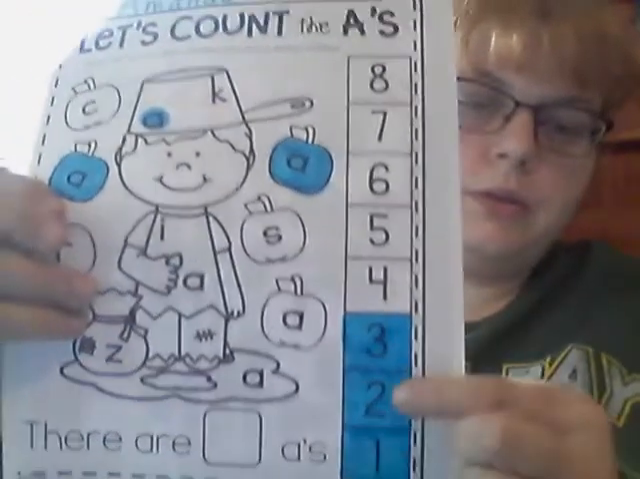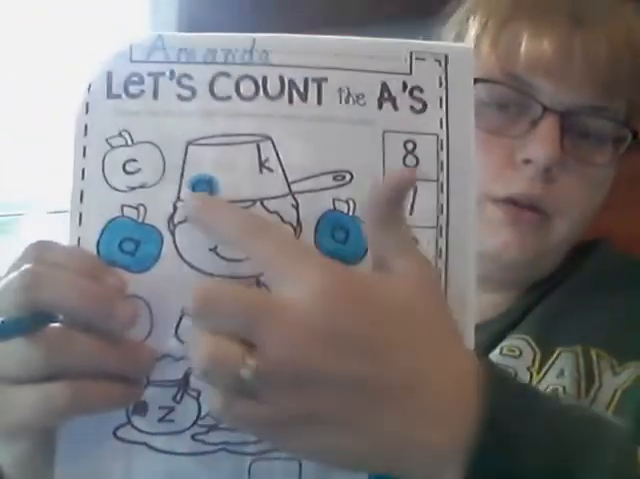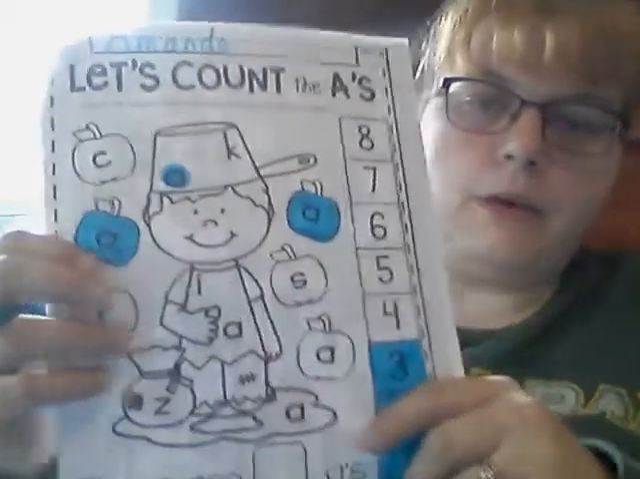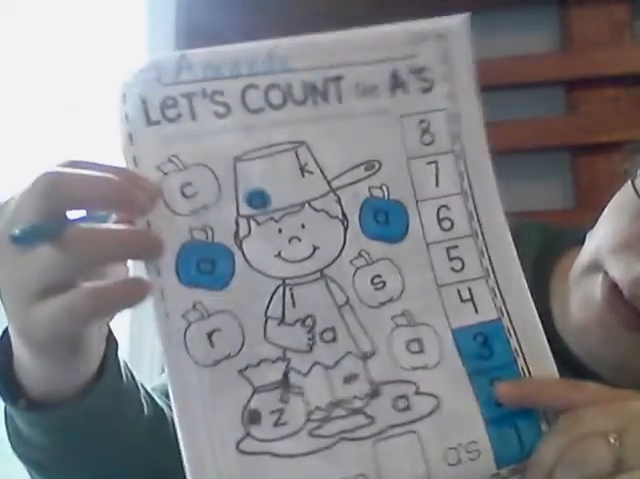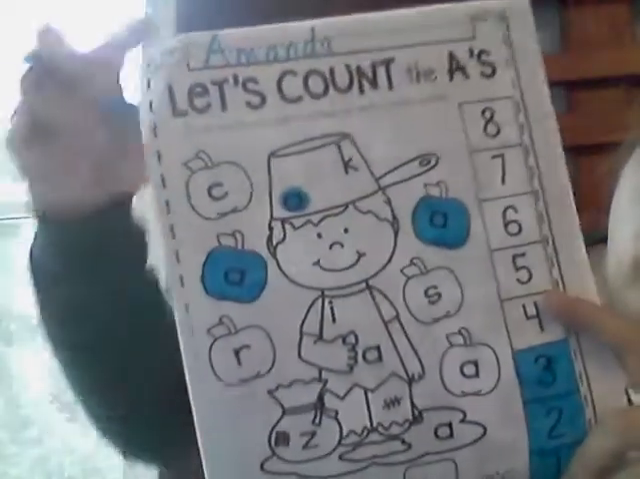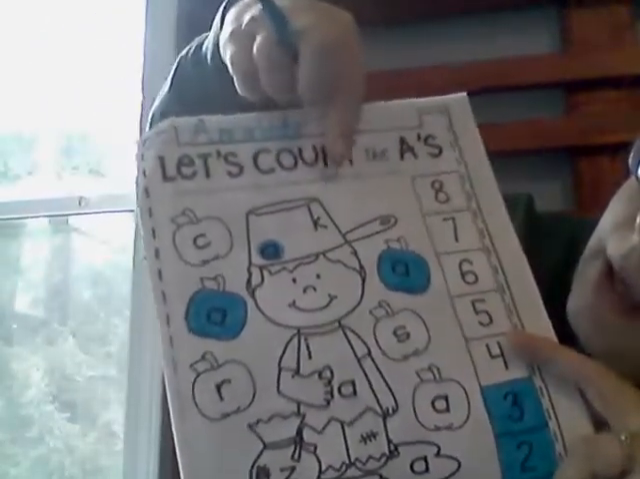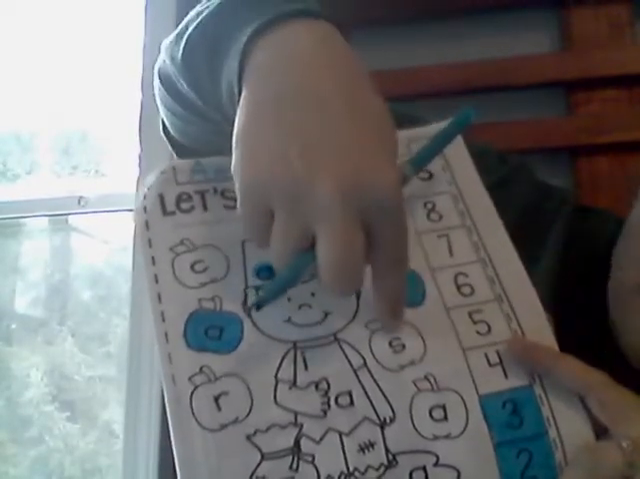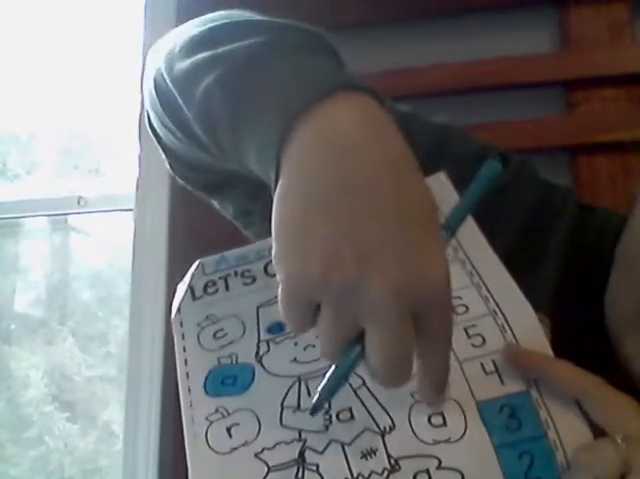And we're keeping track as we go. So there's my 3. 1, 2, 3. Okay, so we know the C, we're not coloring in. We're not coloring the R in. We found that A. That's a K. There's the A. Oh, there's an S. Oh, right there, there's an A. So we're going to color that one in.